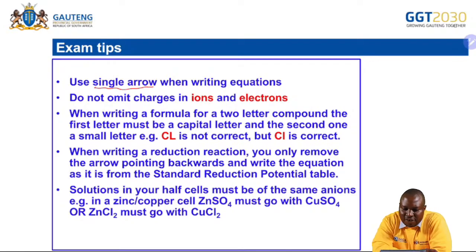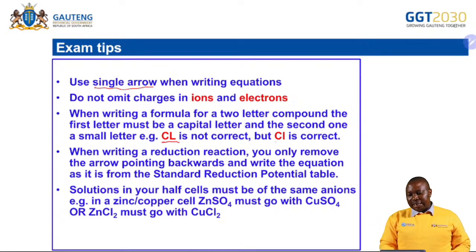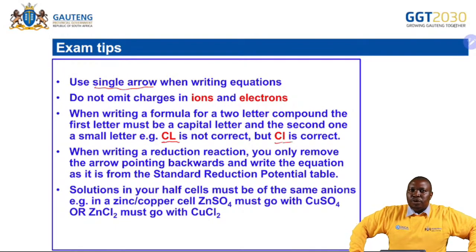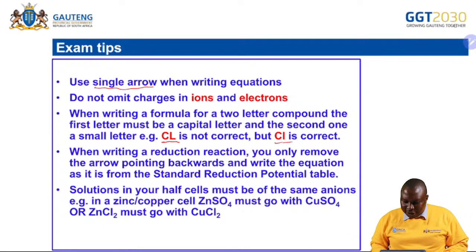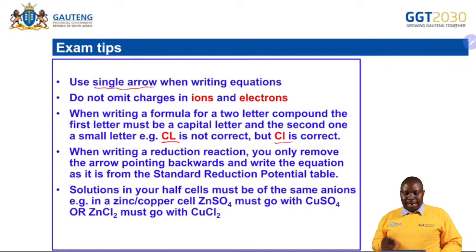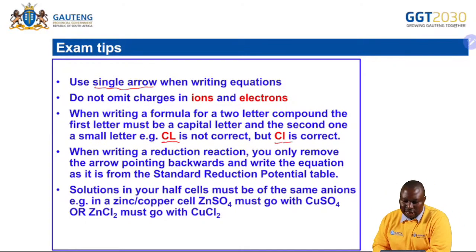And we are saying when writing a formula for a 2-letter symbol, for example chlorine, Cl, you can't write 2 capital letters like that. That becomes wrong. The first one will usually be a capital letter, but the second one won't be a capital letter. It will be a small letter. So we are saying that as a tip for your exam: know at all times that the first one is capital, the second one is not. And if there are ions, indicate the ions. If there are electrons, indicate the electrons as well.